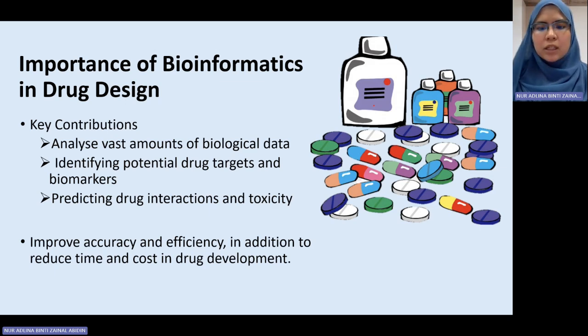In addition to that, the utilization of bioinformatics models also enables the prediction of drug interactions and the evaluation of the safety profiles for the drug candidates by the researchers. Thus, bioinformaticians are able to help researchers in improving accuracy and efficiency in drug discovery and design, in addition to reducing time and cost for drug development.